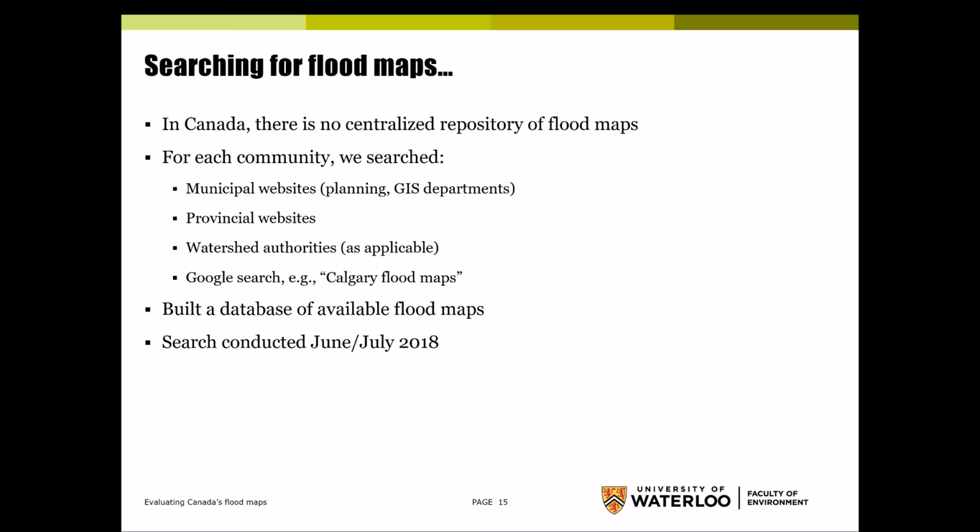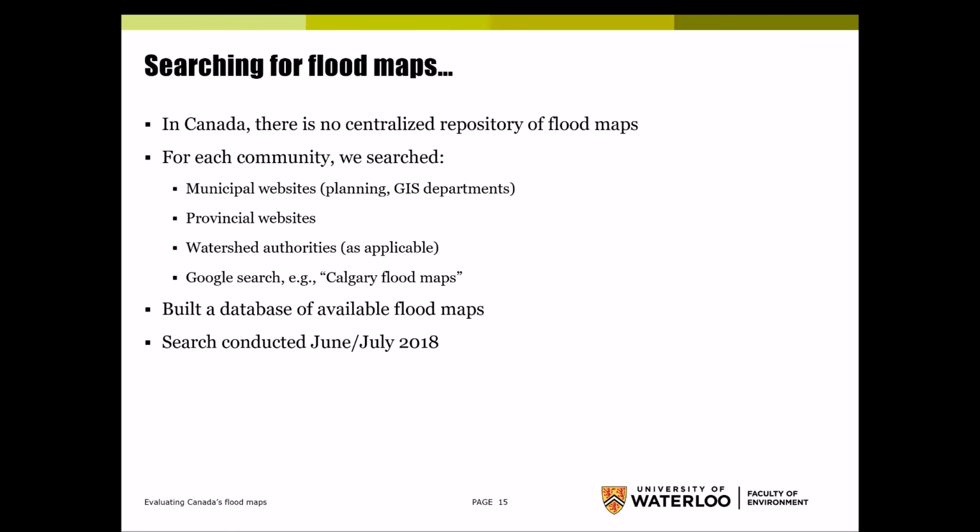So we went through municipal websites, provincial websites. In Ontario, we're fortunate to have conservation authorities. We went to conservation authority websites. And then we also did regular Google searches. So for example, Calgary flood maps.